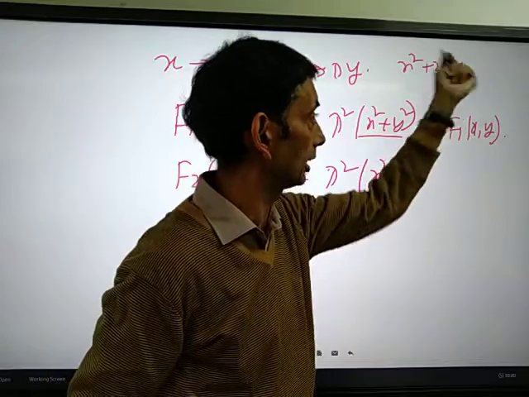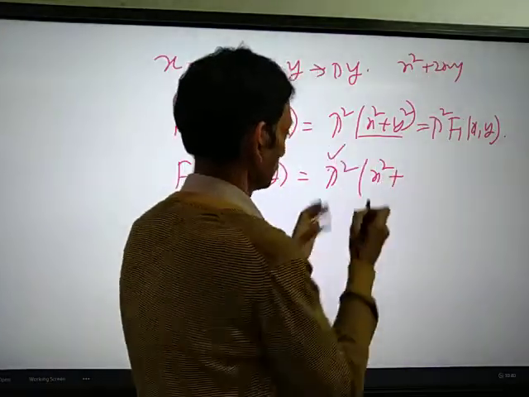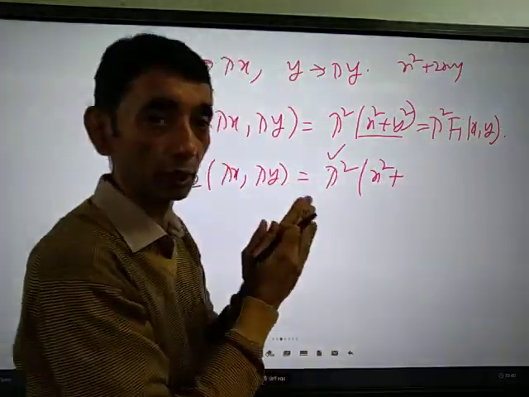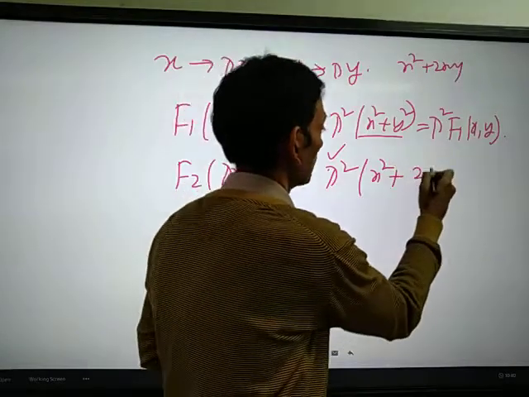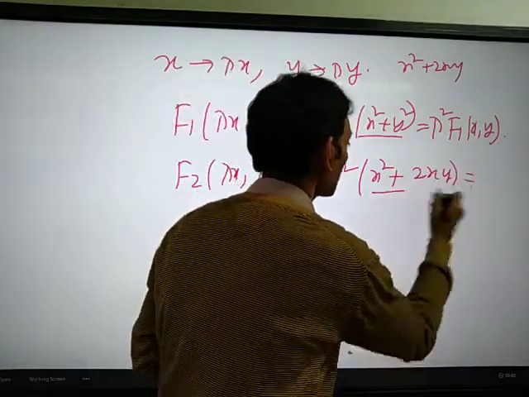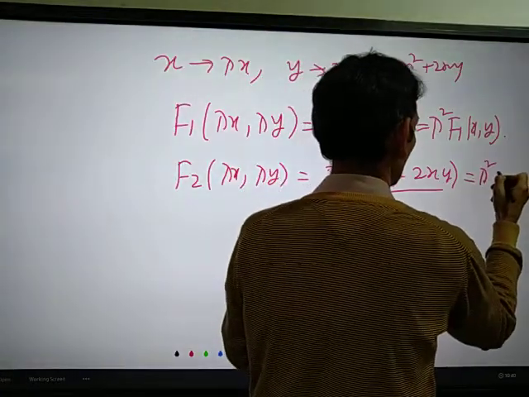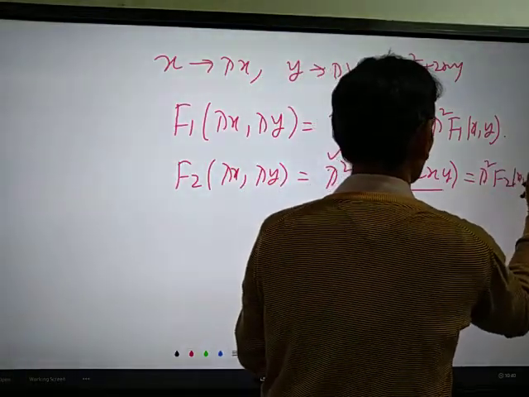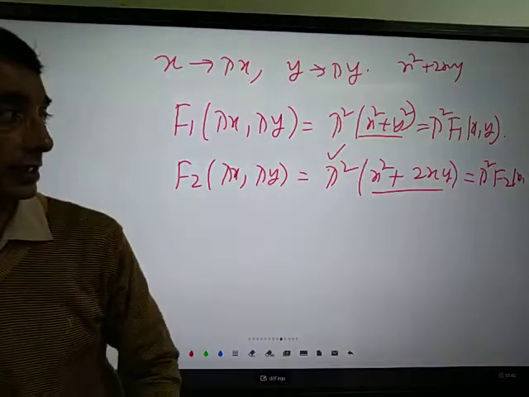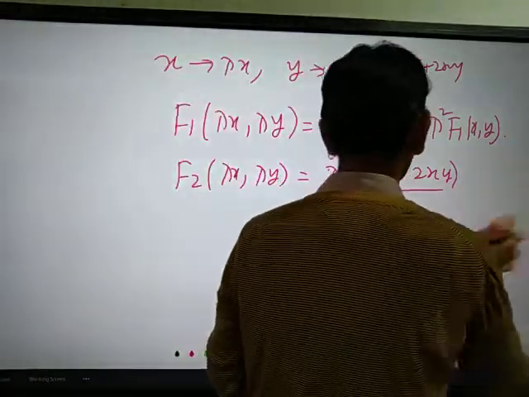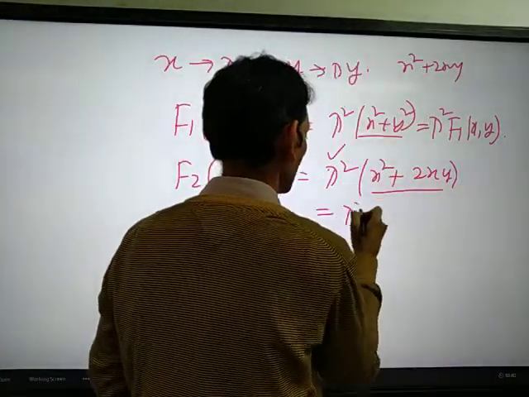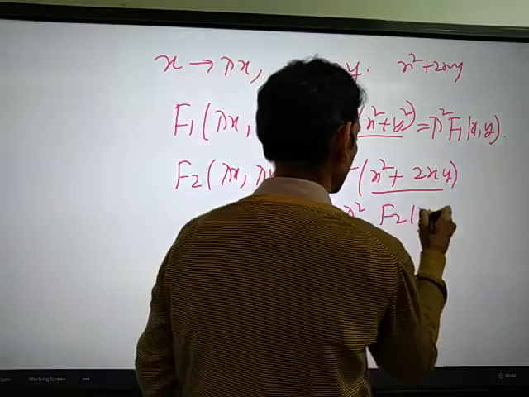So you get lambda squared from the second term as well. Therefore you can take lambda squared common, right? X squared plus 2xy. So again this one you can replace by the original function, f2 x y. Let me write the steps here down. So this is equal to lambda squared f2 x y.